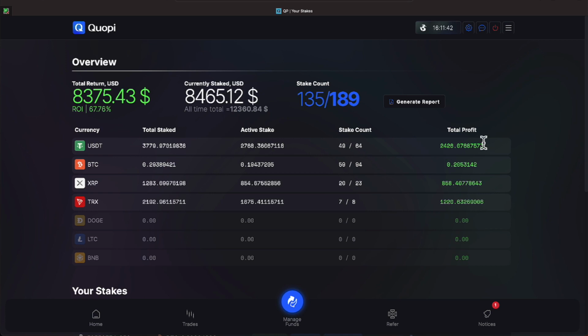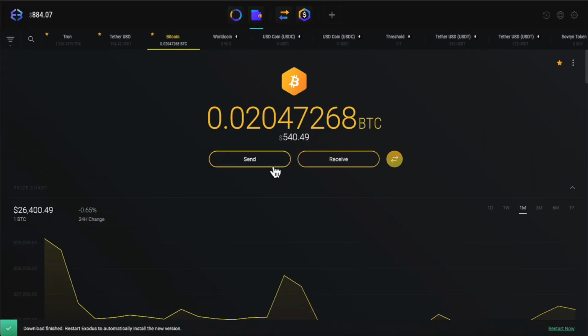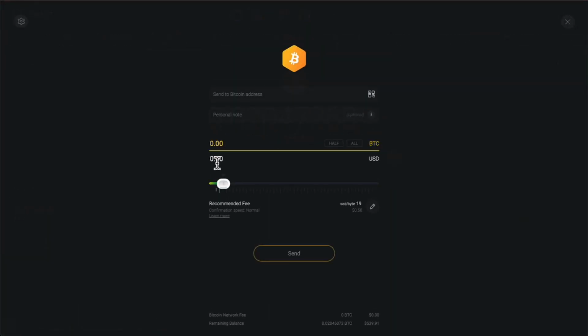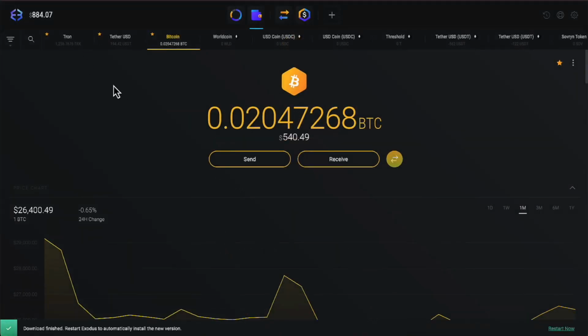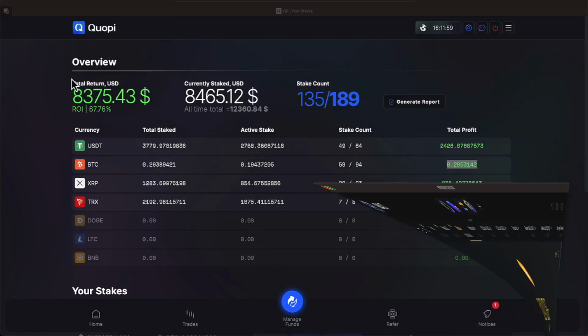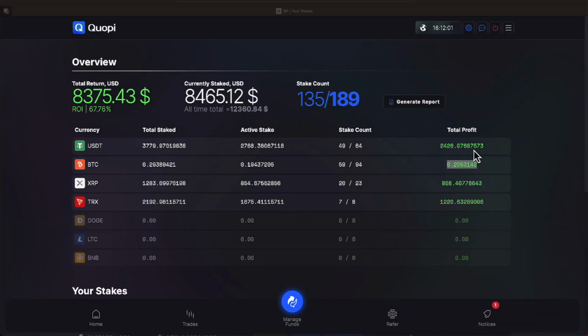and our total return has added up to be over $8,375.43. Some of the profits that we'll look at here, we've made this amount of profit in Bitcoin. We'll go over here and bring this over in Bitcoin so we can find out how much of a profit we have received. We have received $5,420 alone in just Bitcoin profit while being with Quopi. We've received over $2,426 in USDT, and the rest of the earnings have come from XRP and Tron.